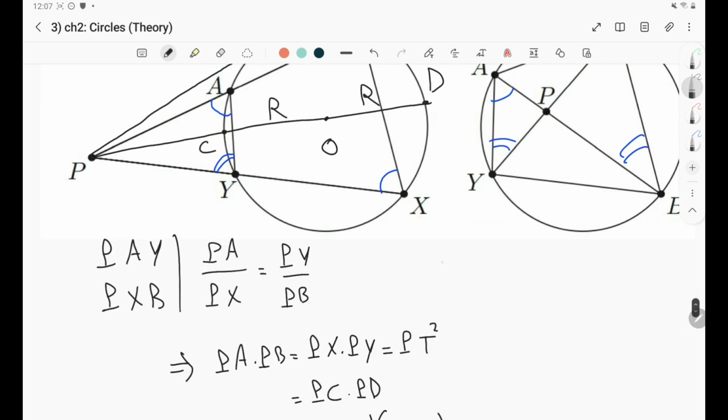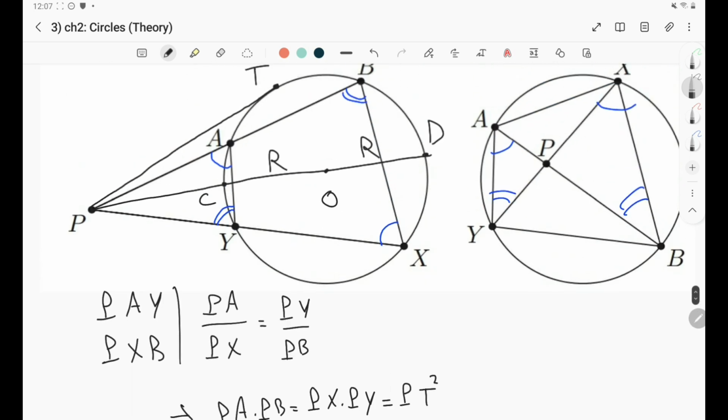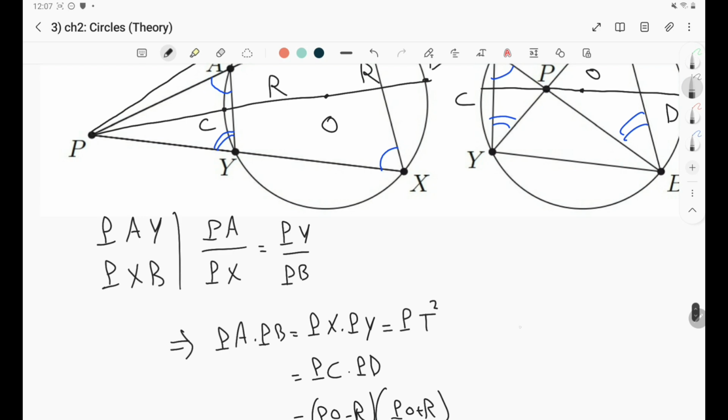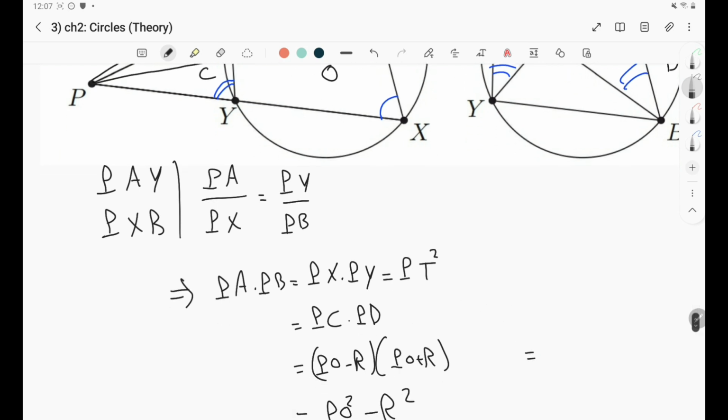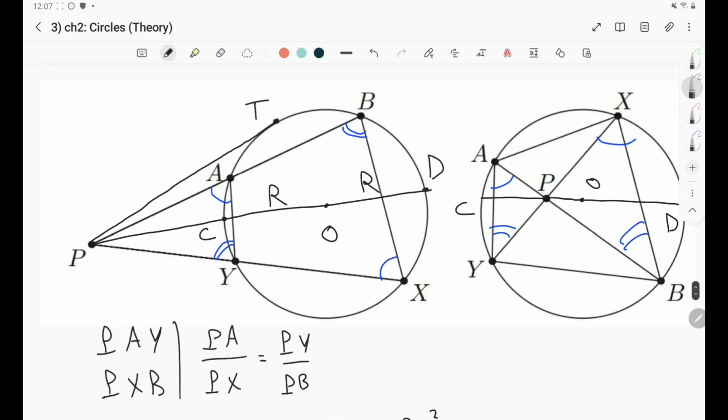So unfortunately here we don't have a tangent, but we can also take a line through O. Let's say O is here. So again we can do the same idea here, with this one being C and D. So again we can say PC times PD. However, what changes here is PC. Is PC equal to PO minus R? Clearly not. Now it's going to be this thing, R minus PO.